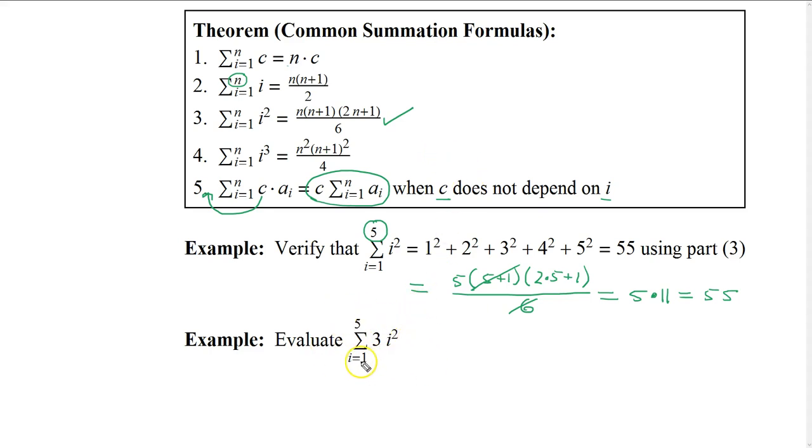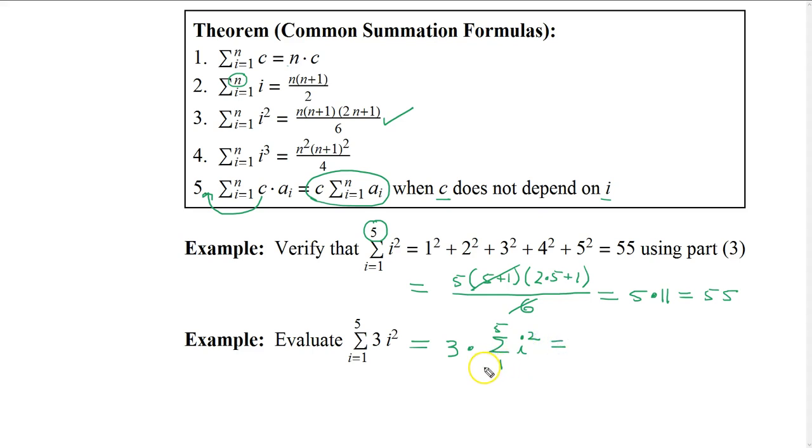Let's evaluate the sum from 1 to 5 of 3 times i squared. Well, by part 5 up here, we can just move that 3 outside of the summation. Since it doesn't depend on i, it's a constant, so this is going to be 3 times the summation from 1 to 5 of i squared.